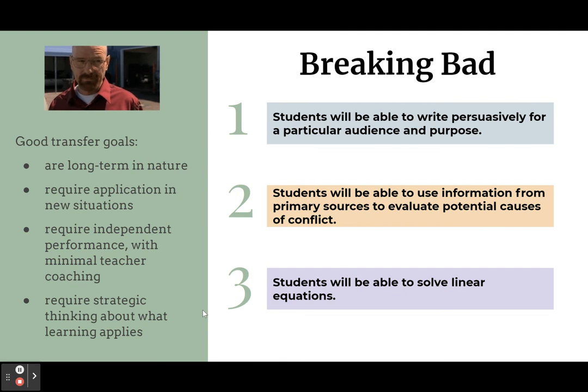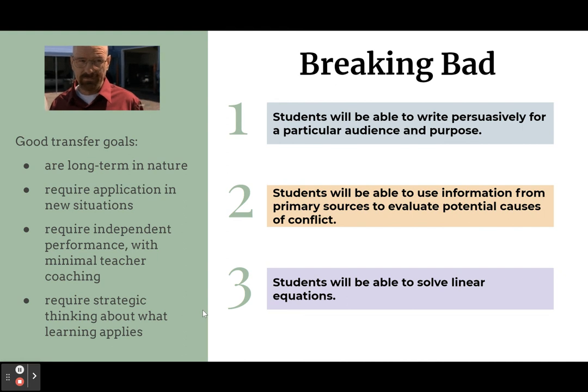We always want students to be able to attend to primary sources, to be able to evaluate cause and effect relationships. And students will have to think strategically about what they've learned about attending to primary sources in order to evaluate the causes of conflict and their implications for the effect of the conflict.